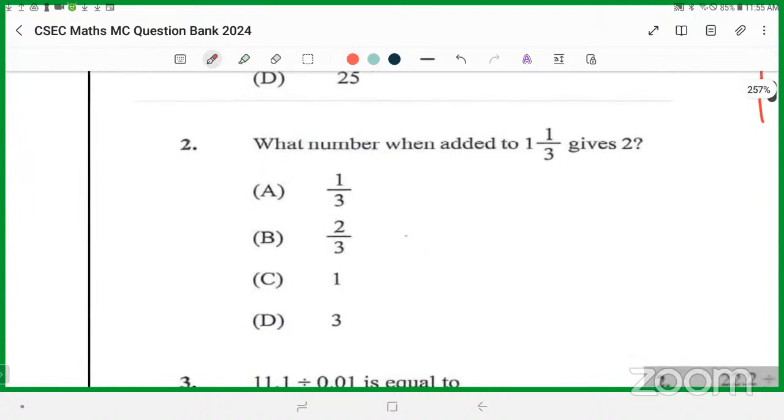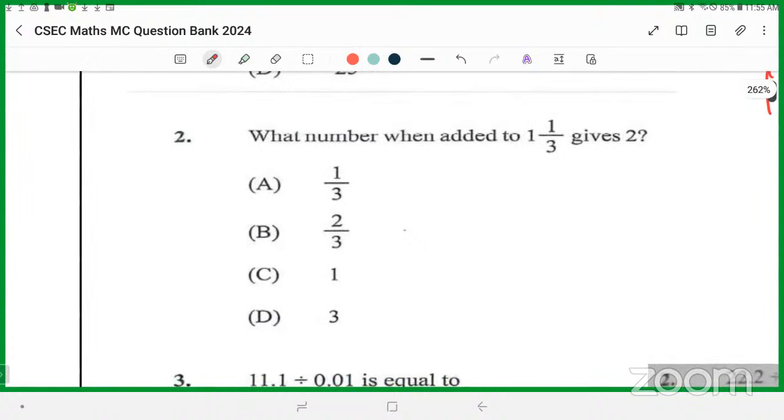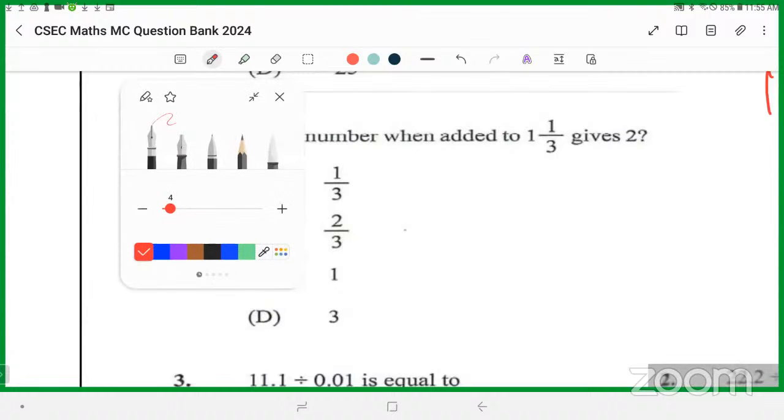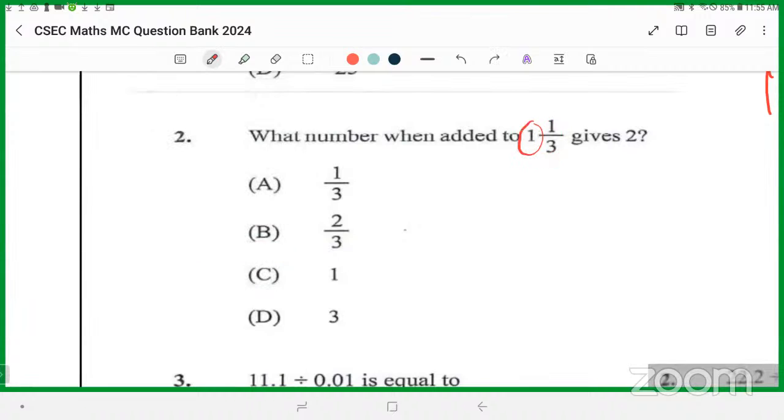Next question says, what number when added to 1 1/3 becomes 2? So if you have 1 1/3 and you want to reach 2, you have to add another 2/3, right? Do you get that? So this one is pretty straightforward. You have to add 2/3. If you have 1 1/3 and you want to reach 2, you have to add another 2/3. Right? 1 plus 1/3 plus another 2/3.